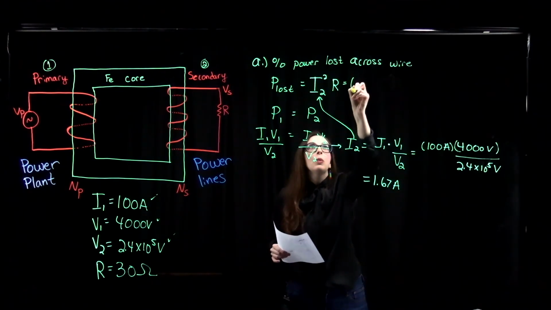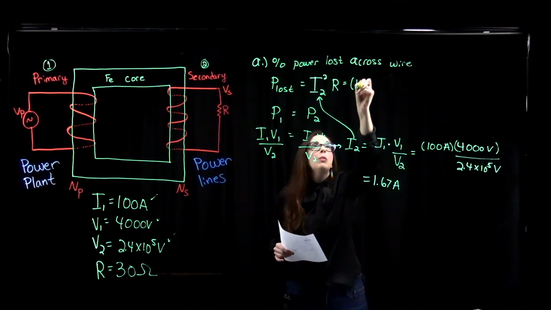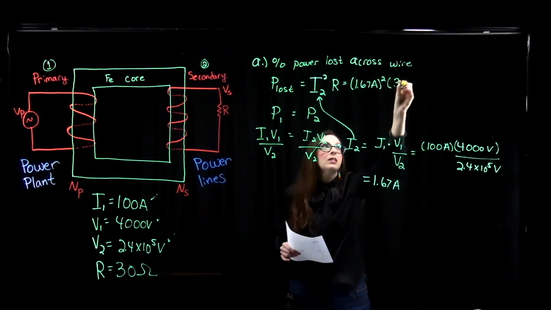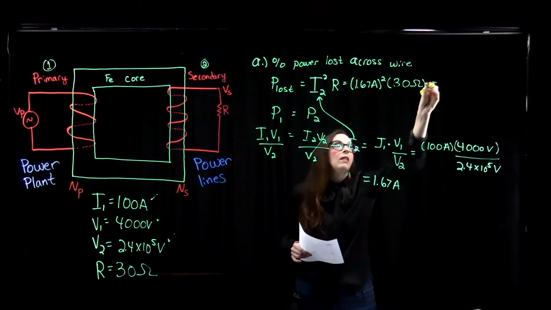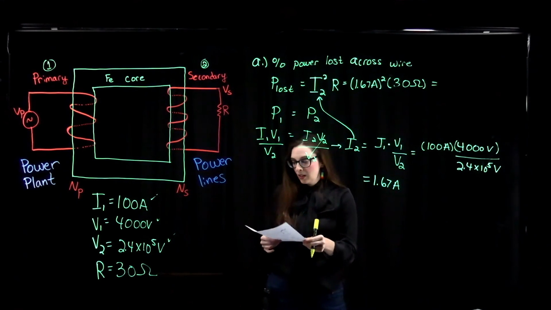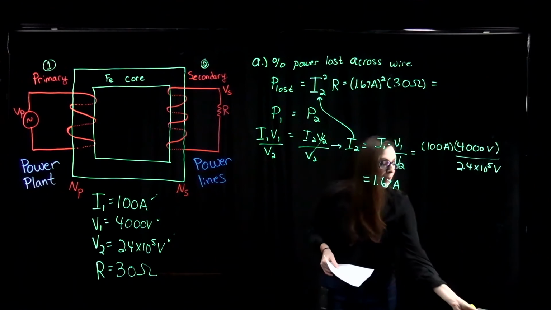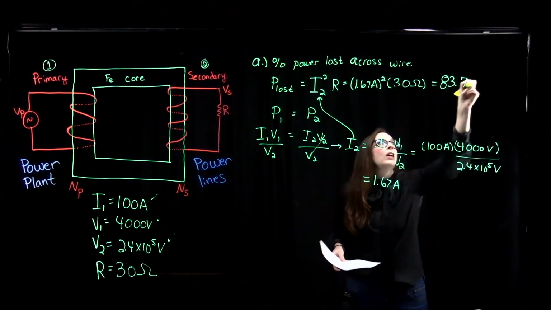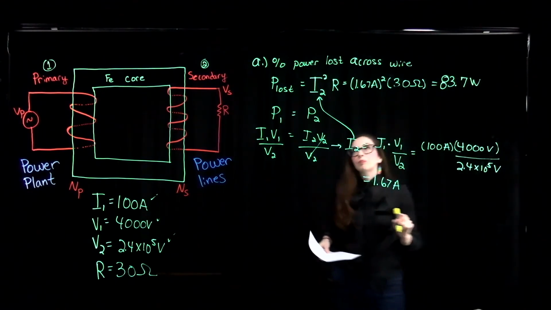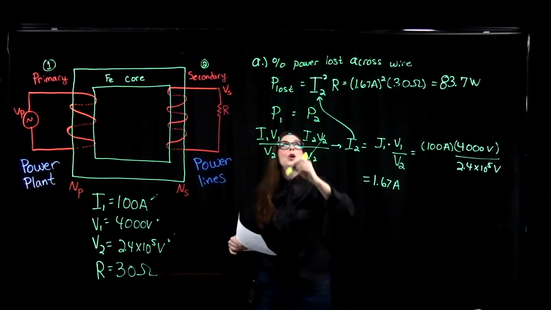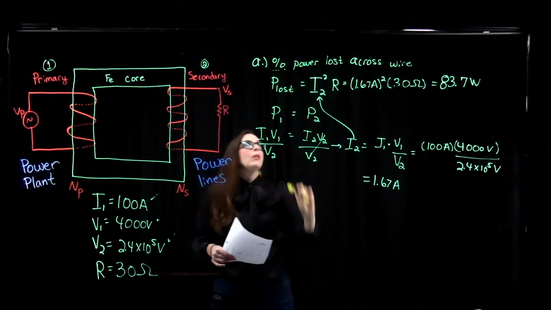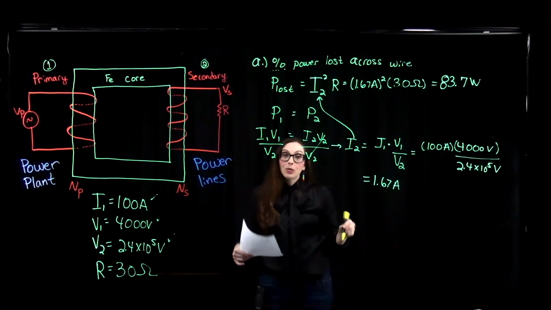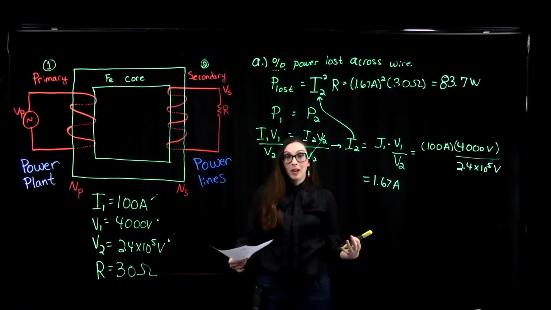So that will equal I squared R, 1.67 amperes squared times the resistance of these wires, 30 ohms, and that equals a power lost across our power lines of 83.7 watts. So that's just the power lost. We're looking for the percentage of the power lost across our wire. So that implies that I need to know something about the input power as well.